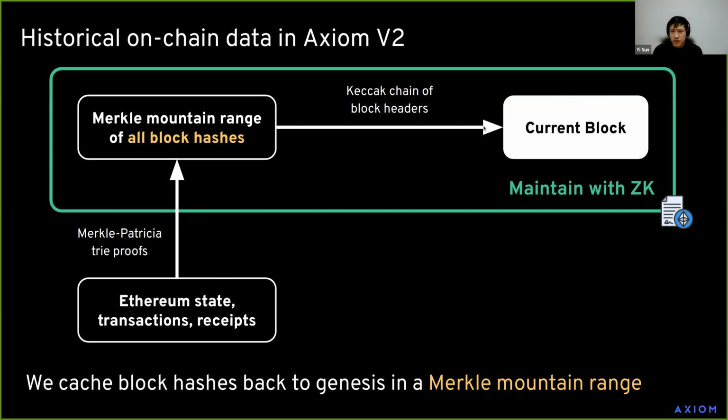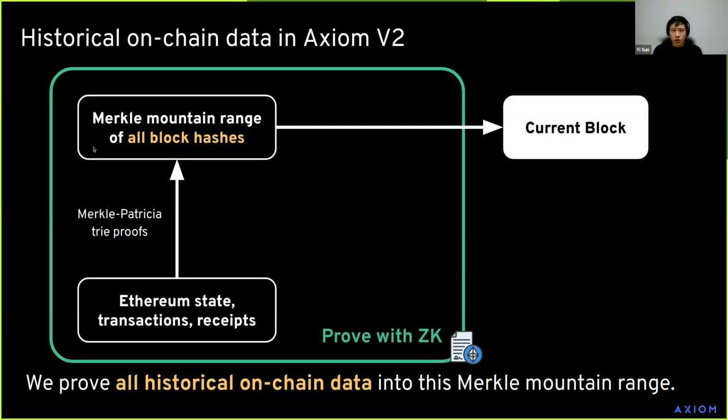What that means is that to show that a historic block hash was truly present in the history of Ethereum, one would need to prove a Keccak chain of block headers between that previous block and the current block. That's pretty expensive to do every time. So what we do is maintain a Merkle mountain range of all historic block hashes on Ethereum in a smart contract on Ethereum. Every time new block hashes appear, we generate a ZK proof that we are correctly updating this Merkle mountain range from what it is right now to the new value. We're going to use this Merkle mountain range as the root of trust for all our data proofs.